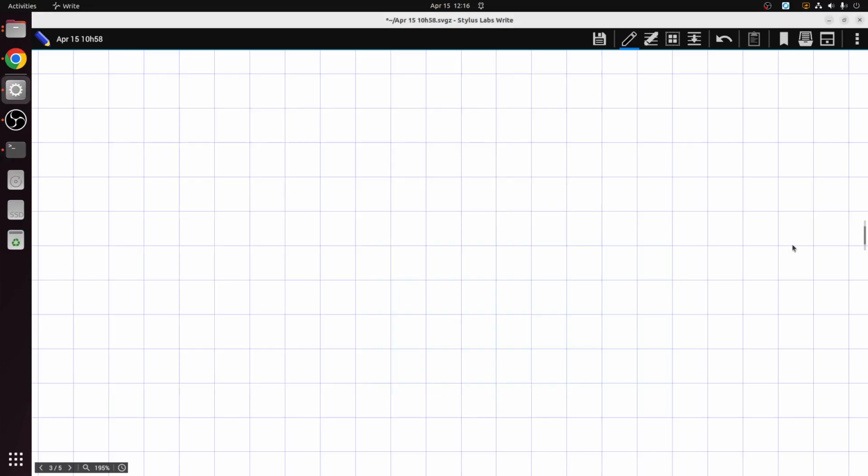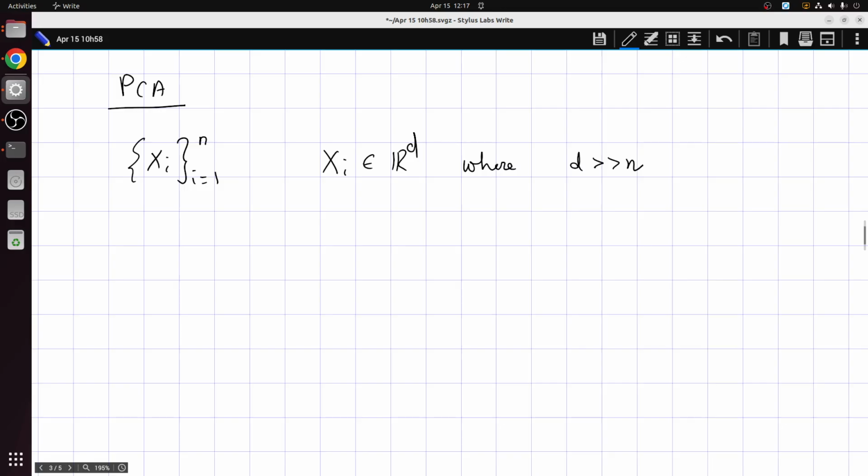So let's try once again. We are looking at PCA. So what is the problem? You have been given a set of training samples or data xi, going from 1 to n training samples, but each of the xi belongs to R^D, where D is much bigger than n. So this is called a high dimensional problem.